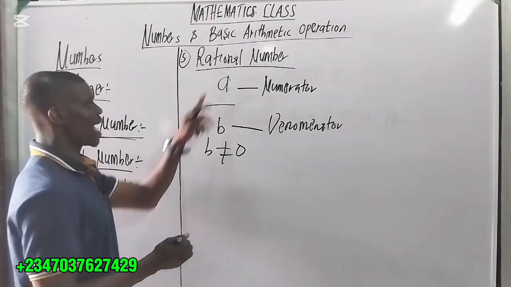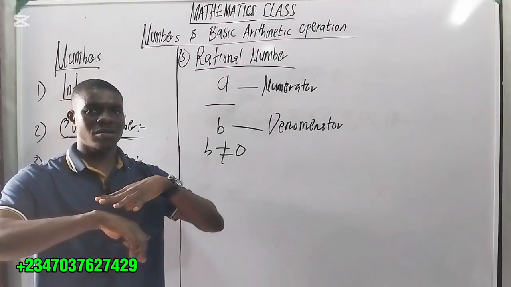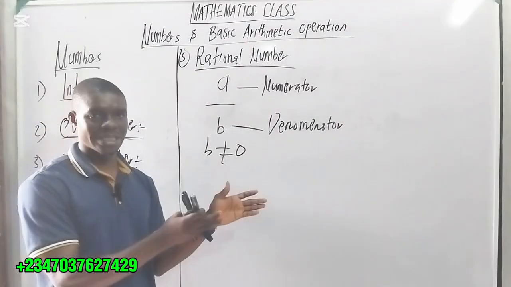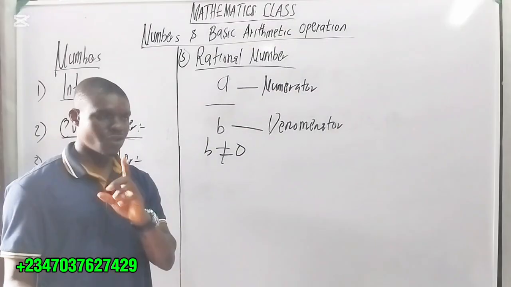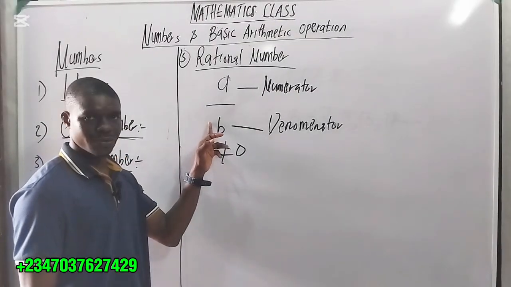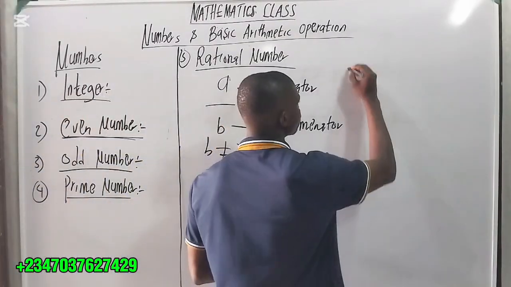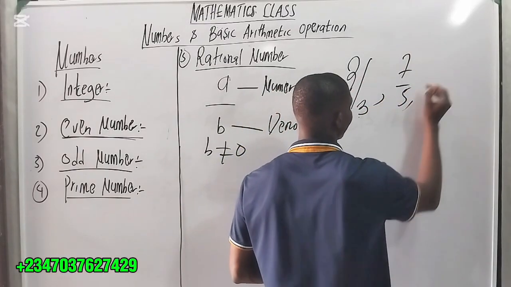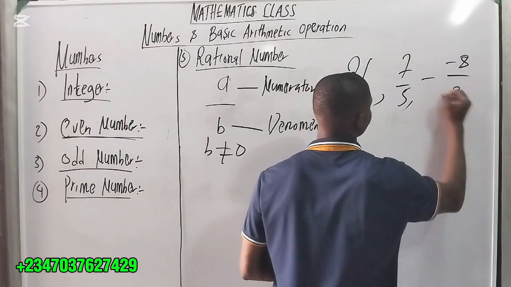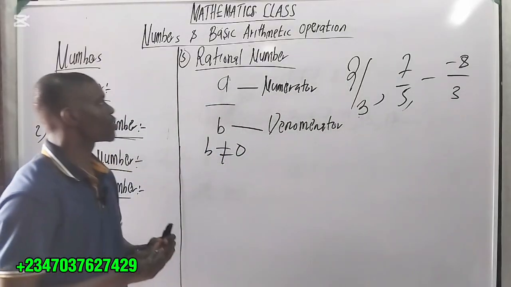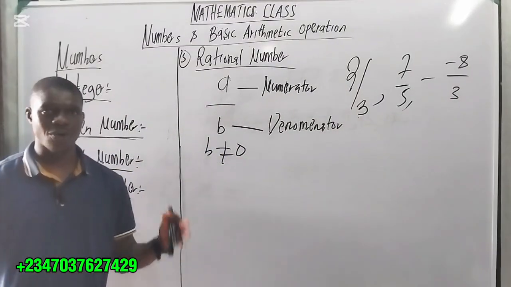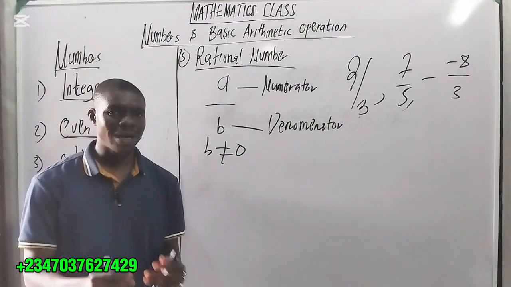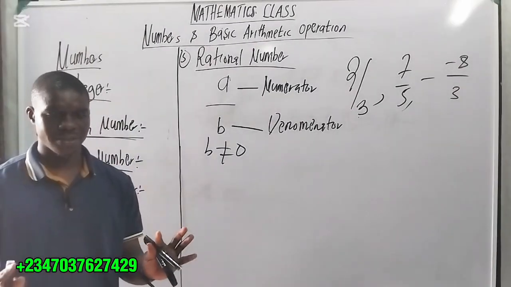a can be any integer, either positive or negative, but b can never be 0. A good example here: we have 2 over 3, 7 over 5, minus 8 over 3, right? These are called rational numbers. Very easy. Do you understand?